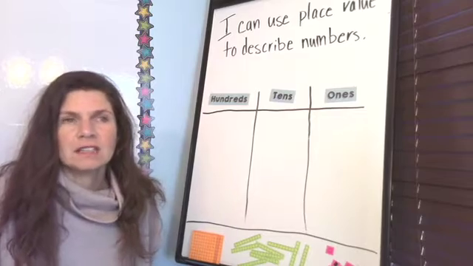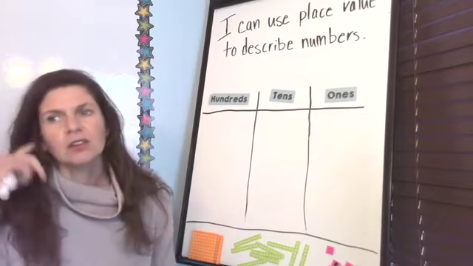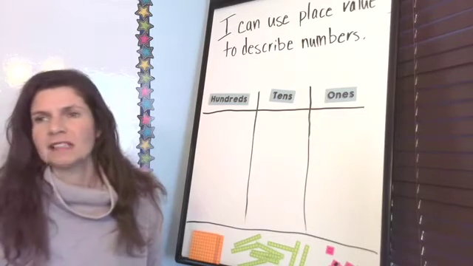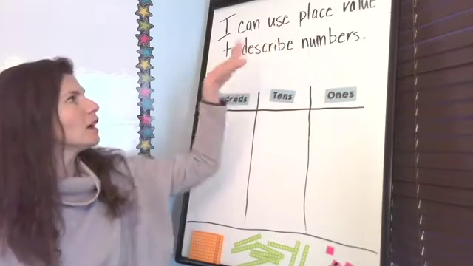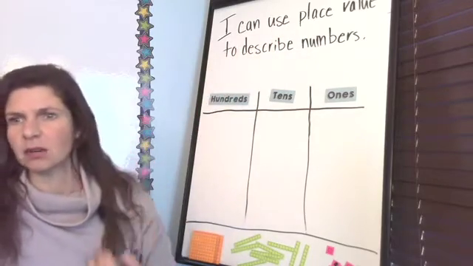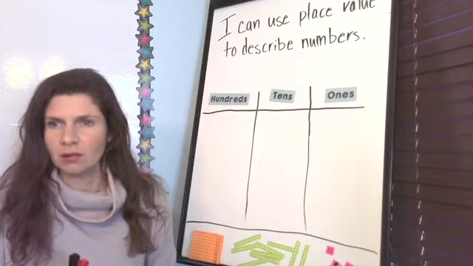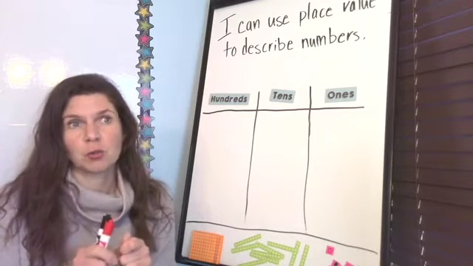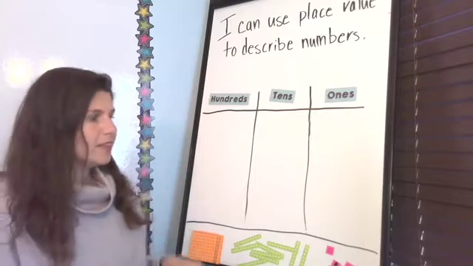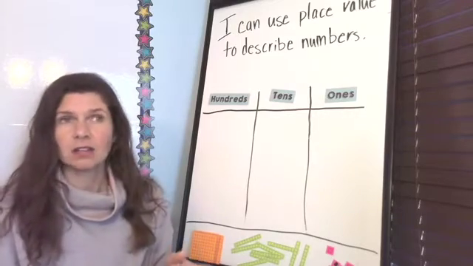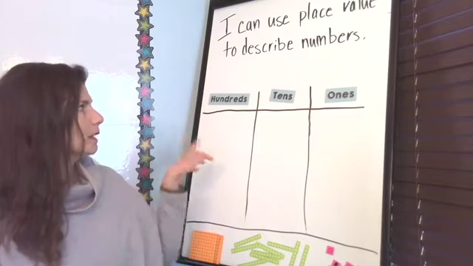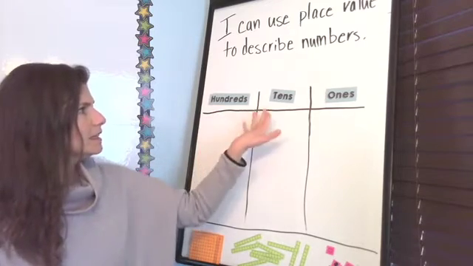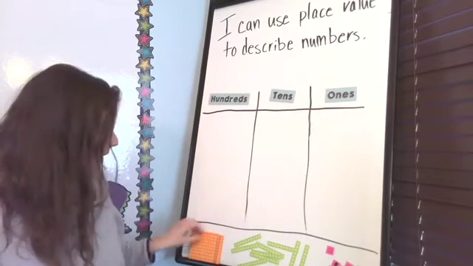So I am going to talk to you today about place value. And what we're going to talk about is I can use place value to describe numbers, okay? So the first thing we're going to review, I know you did a lot of this in first grade. These are what the base 10 blocks are and what the place values are. We're going to start with hundreds, tens, and ones, okay?